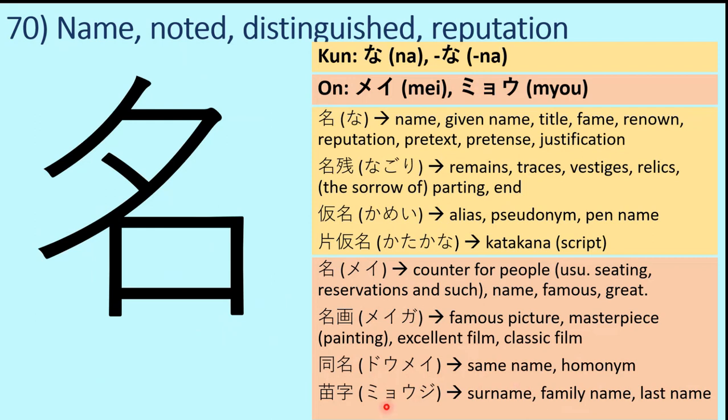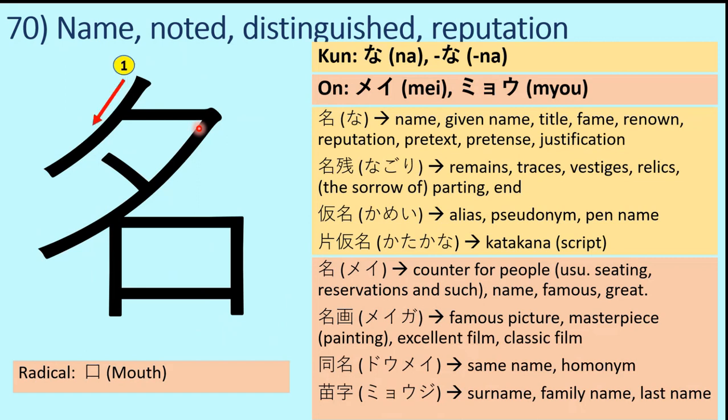Then we have Domei. Domei means name, same name, that is homonym. And then we have Myoji. Myoji means surname, family name, or the last name. So Myoji is this. Again, the mouth radical. So mouth radical is involved in all the 5 characters that we have learned today. And here we can see this is also a familiar symbol, isn't it? This represents the crescent moon. So we will look into it in the next slide.